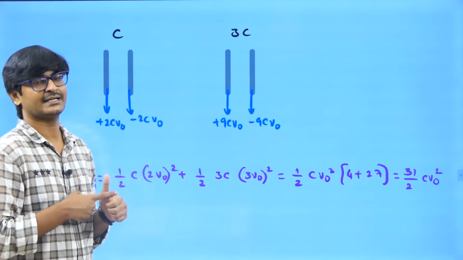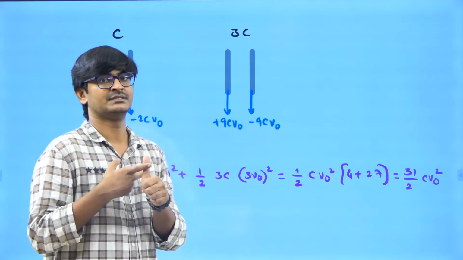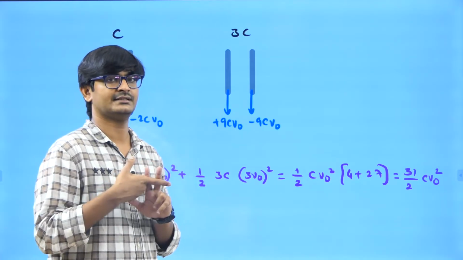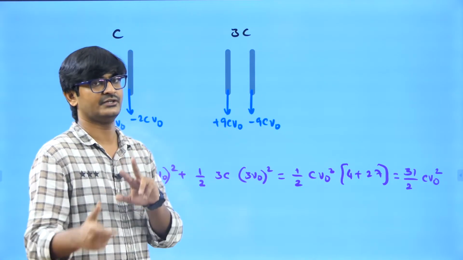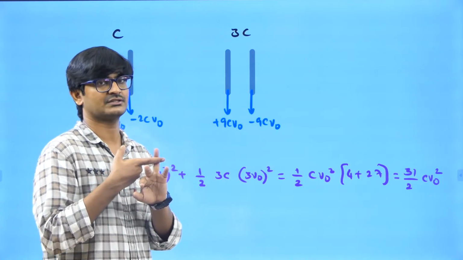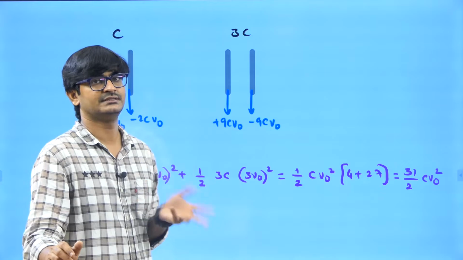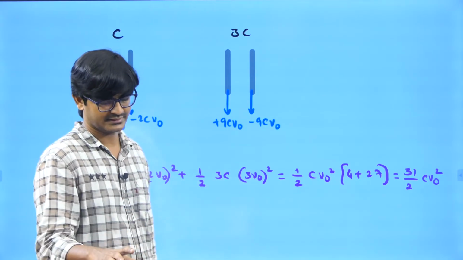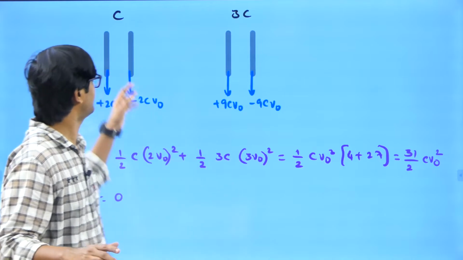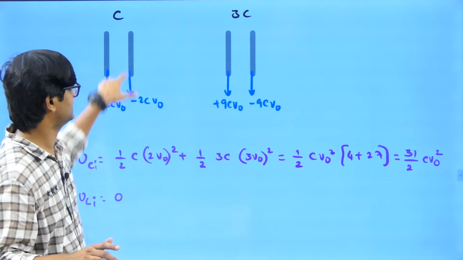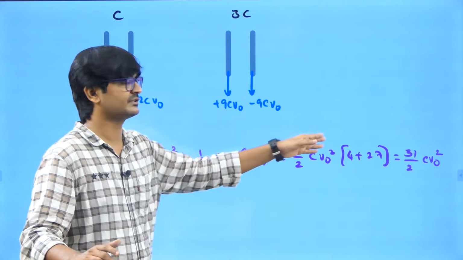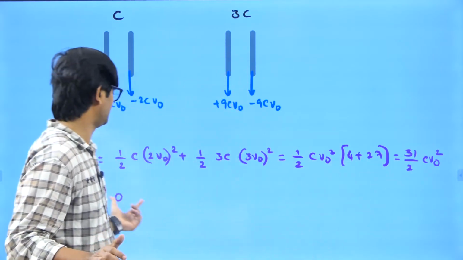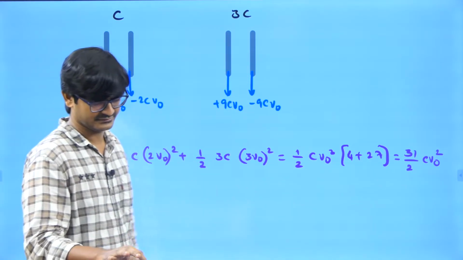If the current in the inductor is maximum, I' must be 0. If I' is 0, L into I' must be 0. If L into I' is 0, then the potential difference across the inductor has to be 0. If the potential difference across the inductor is 0, I can replace it with a wire, right? Initially the energy in this one is going to be this much, in this one this much. The total energy in the capacitors is going to be this much. Energy in the inductor initially was 0 because it was not connected.